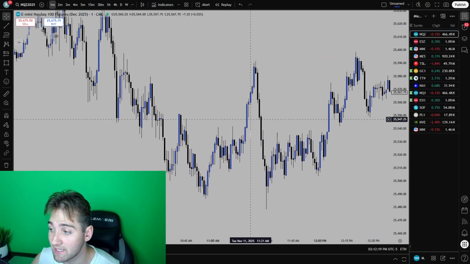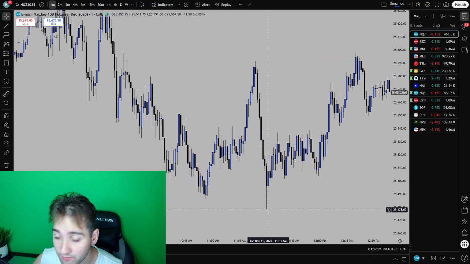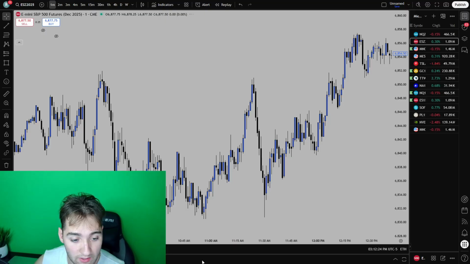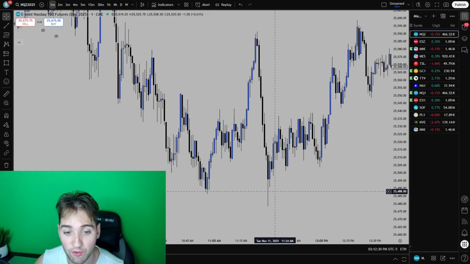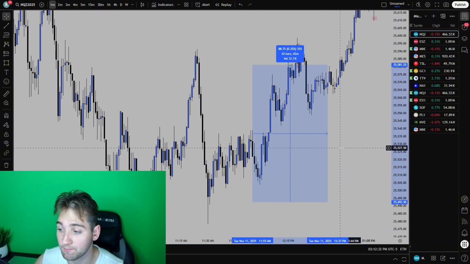Again, same thing here. This is also an SMT right here. If we look, we have a low and a higher low on ES, and then we have a low and then a lower low on NQ, which actually delivered what? Higher, as you could see.